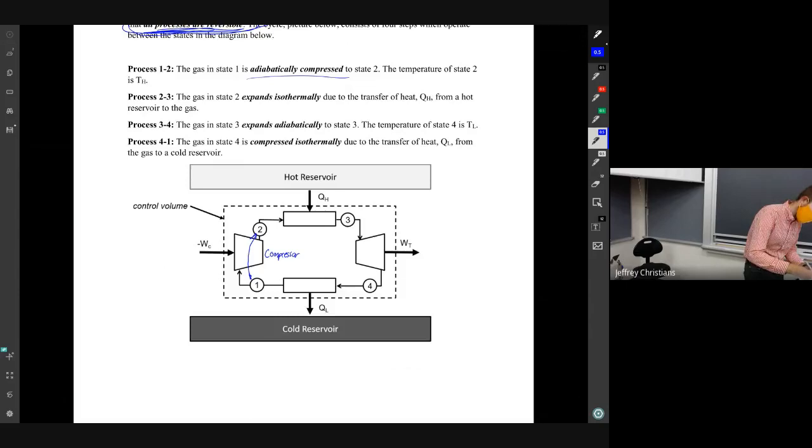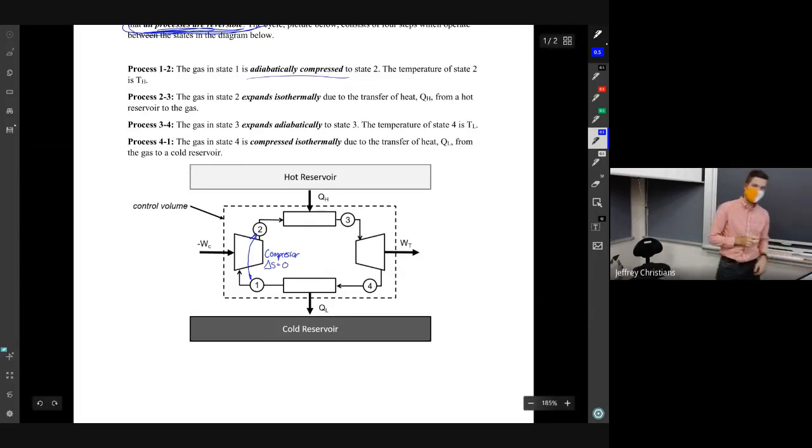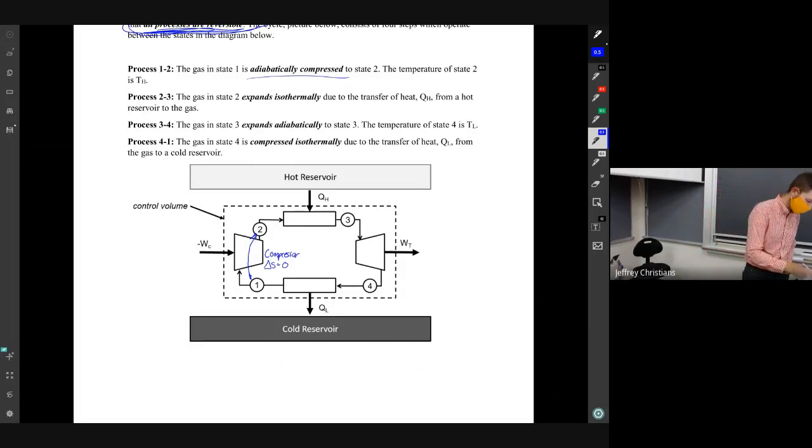And this is a delta S equals 0 process, right? It's adiabatic and reversible compression. That's a delta S equals 0 process. From 2 to 3, right, as we go across the top, the language here is a little bit goofy.